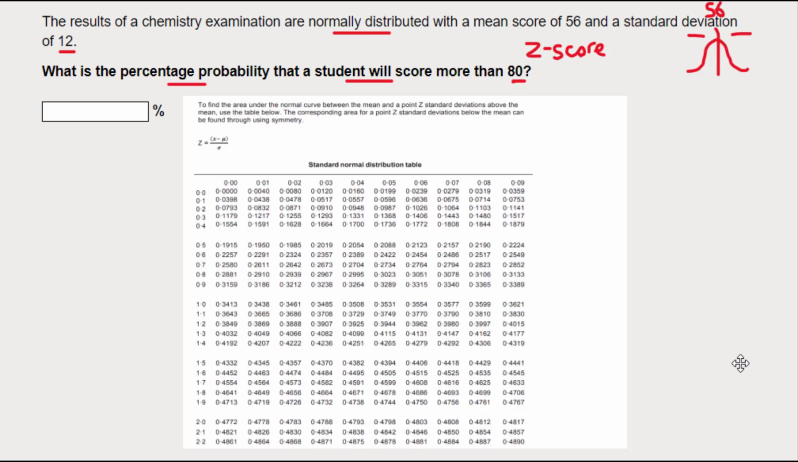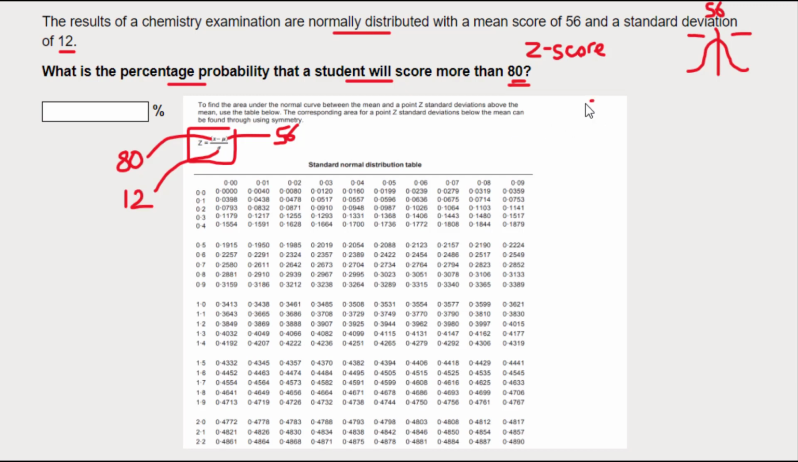Now, as I said, don't feel bad if you find this stuff challenging. Lots of students do. So here is our formula for the z-score. The x is the number that we are working with here. That's 80. That's the value we're trying to find the probability for. That symbol there means the mean, so that's 56. And the symbol on the bottom is the standard deviation, and here that's 12.